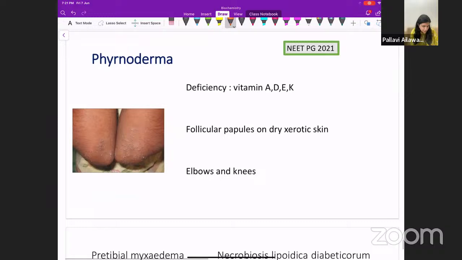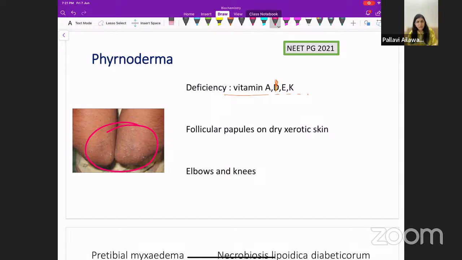Phrenoderma, deficiency of vitamin A, B, E, and K. So A, B, E, K. Patient presents with multiple papules on elbows and knees. These are dry-looking papules on dry-looking skin, also called toad skin because the skin looks so rough and bumpy. It looks like that of a toad. So these are some important questions.